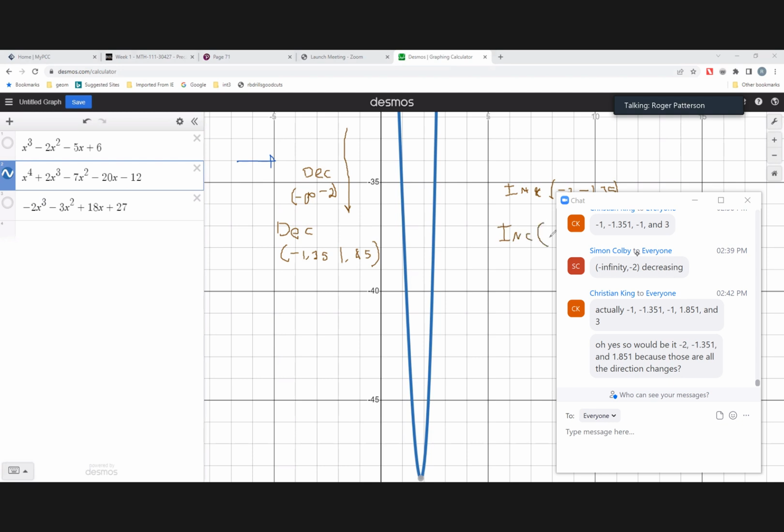Okay, so from 1.85 to positive infinity. Okay, so increasing, decreasing, all right? That's how this is going to work. But you're always using parentheses and always going to the x's. Yeah, those are all direction changes. You're kind of seeing the idea, right?